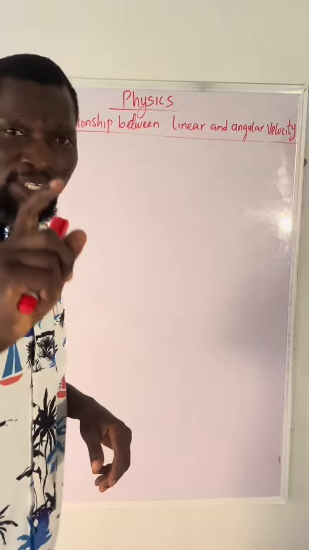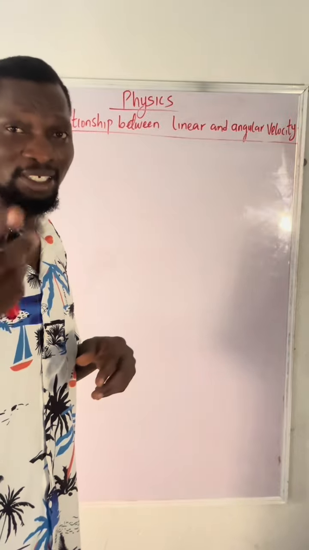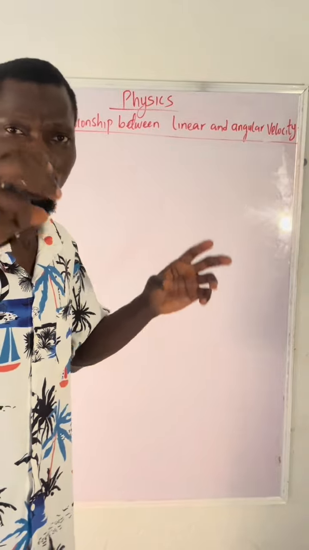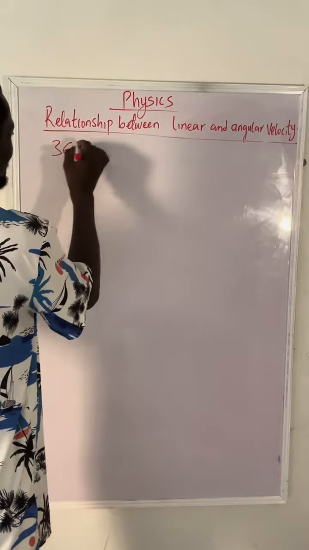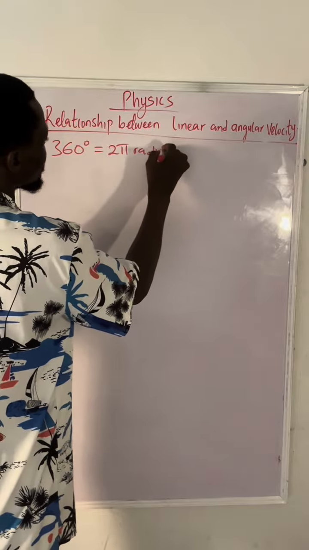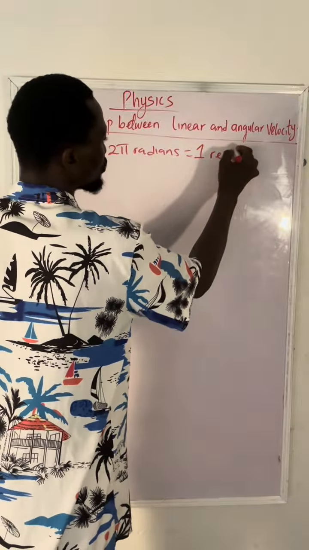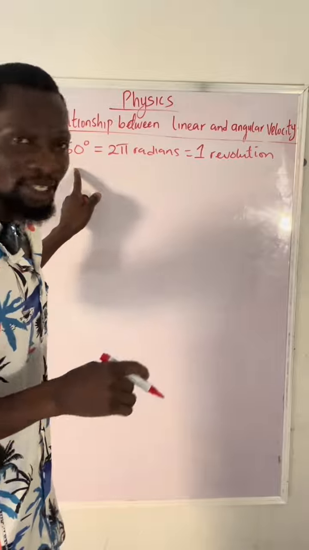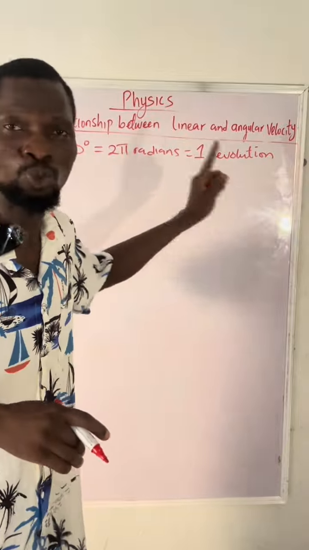But a lot of students know that angle can be measured in degrees, but they don't know that angle can also be measured in radians and in revolutions. So first, let us show the relationship between the three of them. So 360 degrees is the same thing as 2 pi radians and is the same thing as 1 revolution. Now, 360 degrees is the same thing in radians as 2 pi radians, and in revolutions it is 1 revolution.